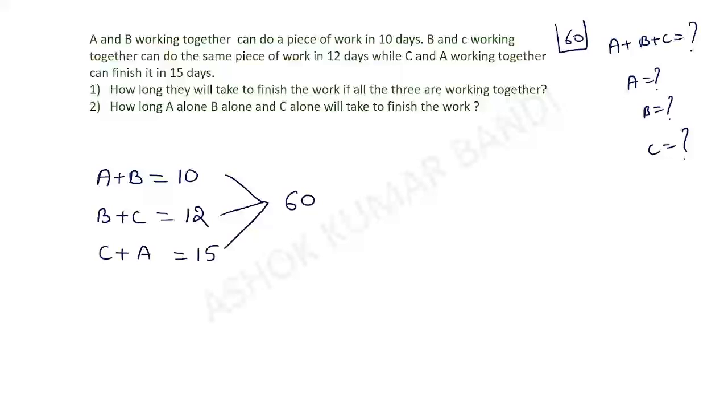Now read the problem like this. If you give 60 chocolates to A and B, they can complete it in 10 days. If you give the 60 chocolates to B and C, they can complete it in 12 days. If you give the 60 chocolates to C and A, they can complete it in 15 days. Now you need to find out how long they will take to eat all the 60 chocolates if all three are eating together, or how long A alone, B alone, and C alone will take to finish those 60 chocolates. That's it.